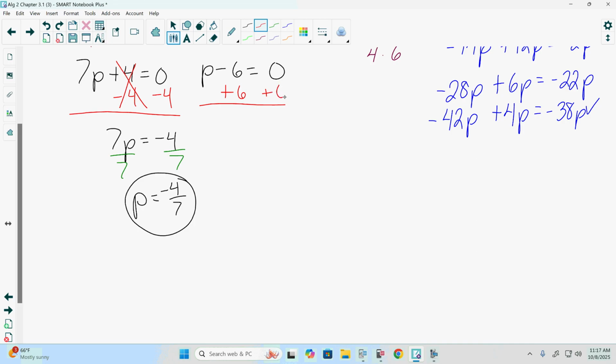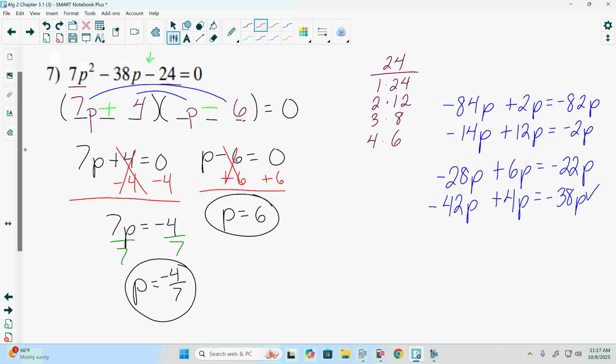For our p minus 6, we would add 6 to both sides, telling us p is equal to 6. So just because one of them is a fractional answer doesn't mean both are. So we have p is equal to negative 4 sevenths, and p is equal to 6. Questions on this here? Are you ready for number 8?